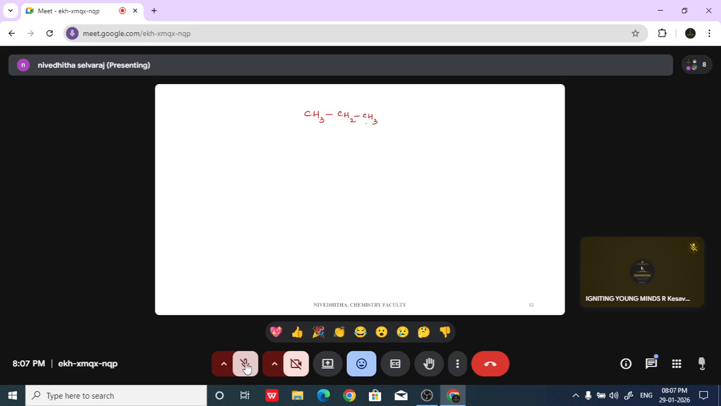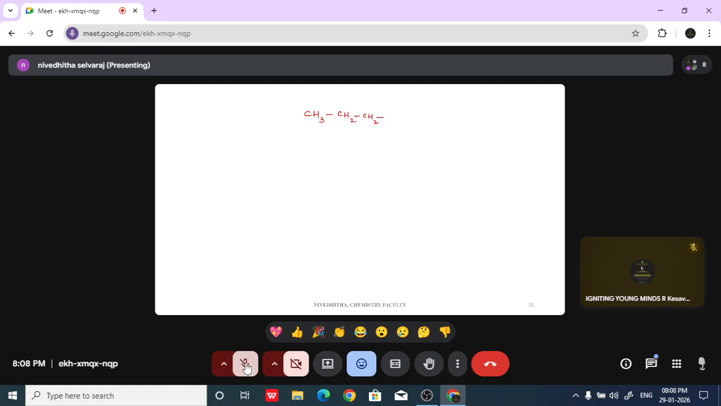The name of this compound is propane. I have 3 carbons and all the 3 carbons are connected through single bonds. What I'm going to do is, instead of 1 hydrogen here, we have 3 hydrogens, right? I've removed 1 hydrogen, right? Initially, I had 3 hydrogens on that carbon. I've removed 1, so 1 bond is empty.